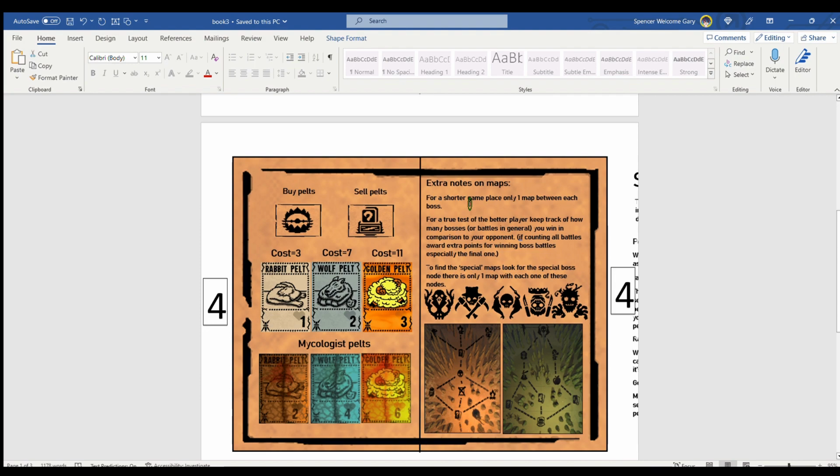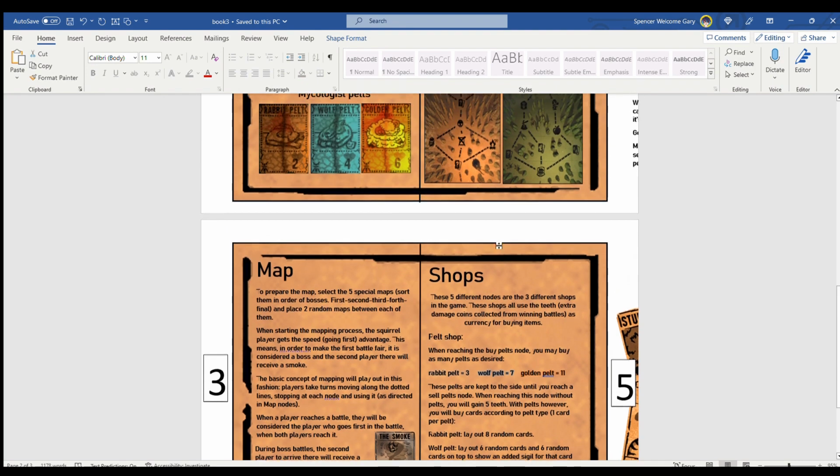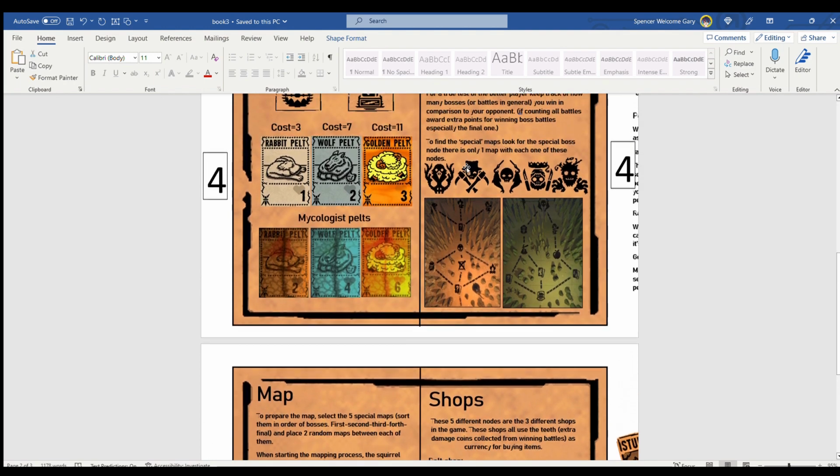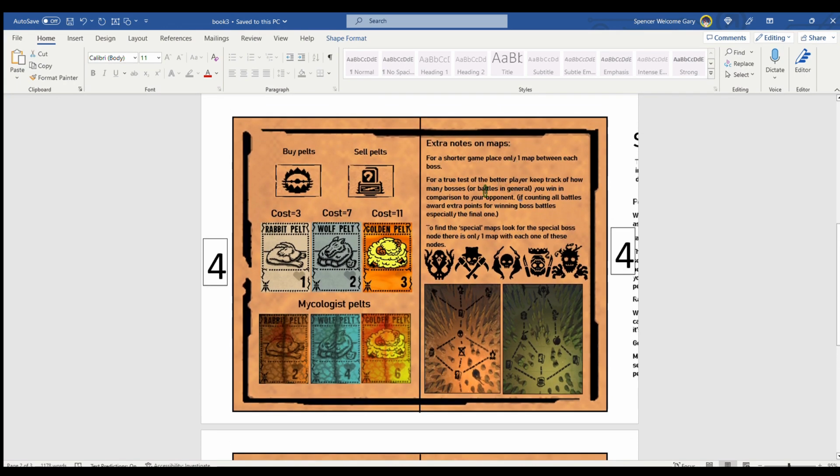For a shorter game, place only 1 map between each boss. Am I already doing this wrong? Oh, no. You have to place 2 random maps between each of them. So between each boss map, you'd place 2 extra maps. But if you want to play a shorter game, only place 1 map between each boss.